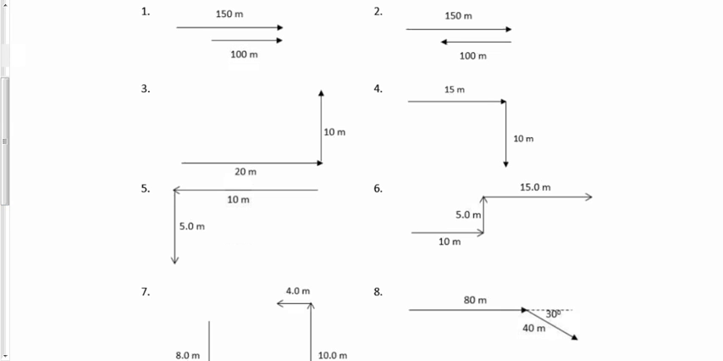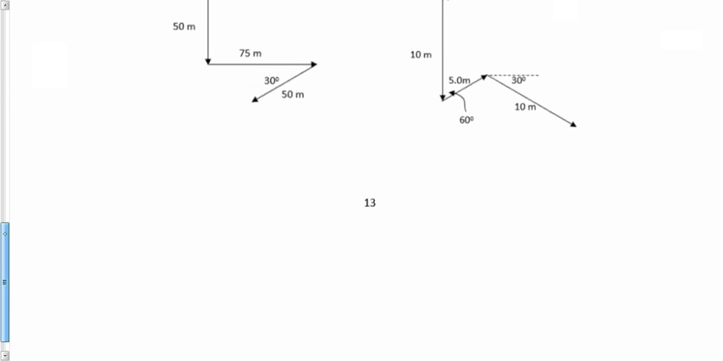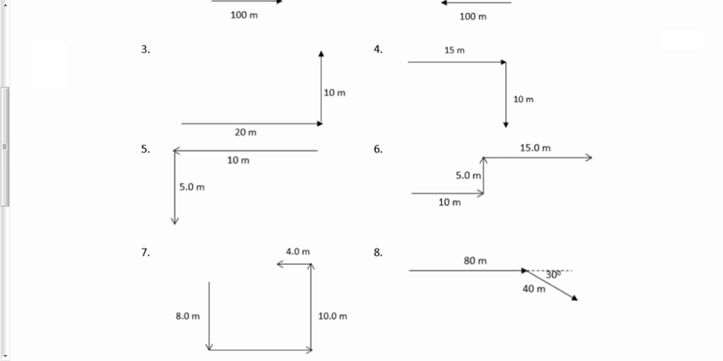Look at 3, 4, 5, 6, and 7 on worksheet number 7 here, starting with question number 3. We have a vector diagram. We know it's a good vector diagram because it's drawn head to tail here, as is number 4, as is number 5. Vector diagrams have to be drawn head to tail.